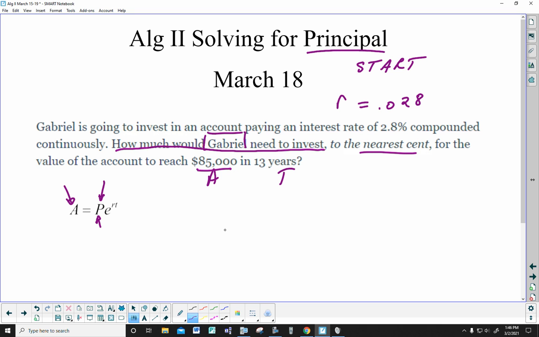So let's see what you got. 85,000 equals, we don't know P. That's what they're looking for. Oops, I was just so used to doing the other style of problem. E raised to the R, 0.028 times time, which is 13. Okay, and all that's up in the exponent on E.